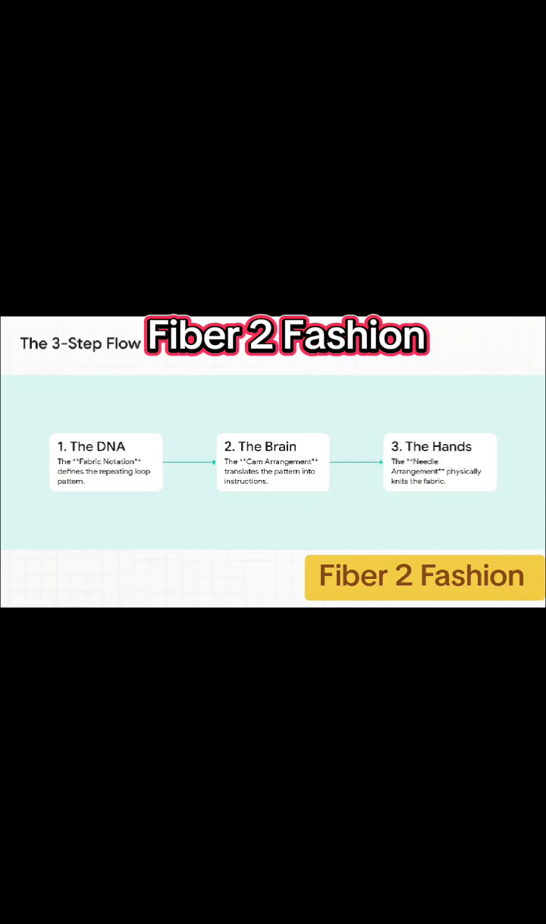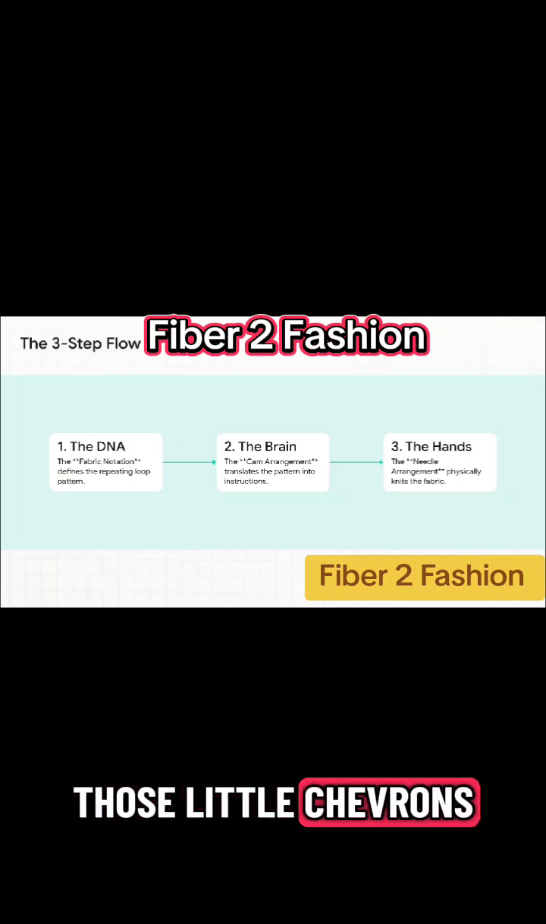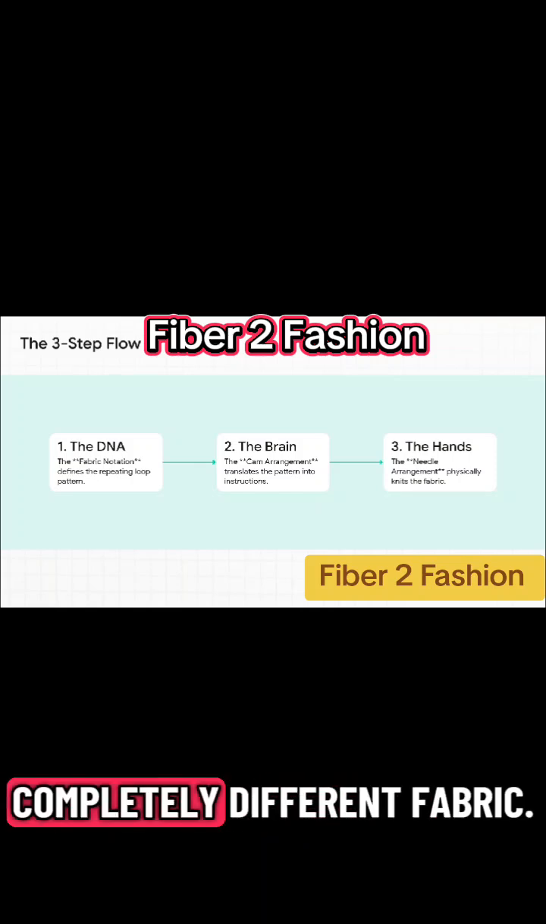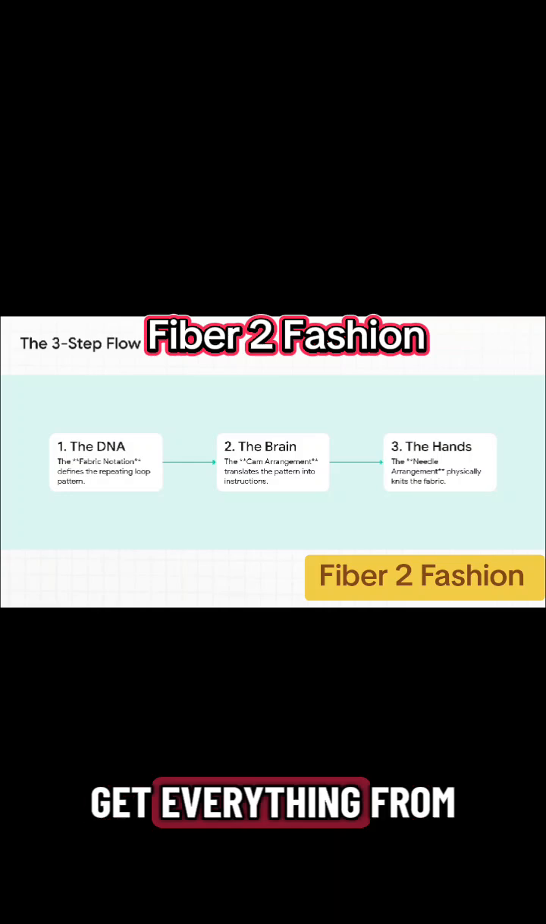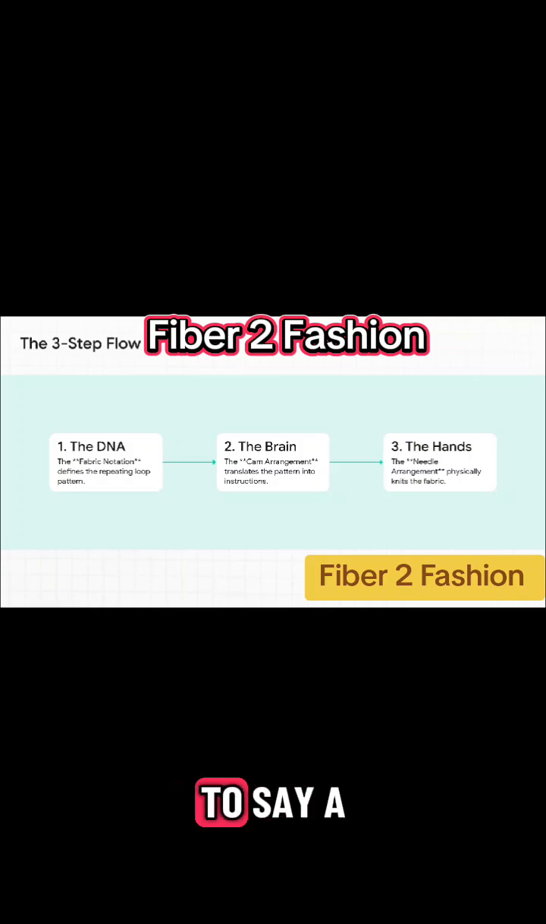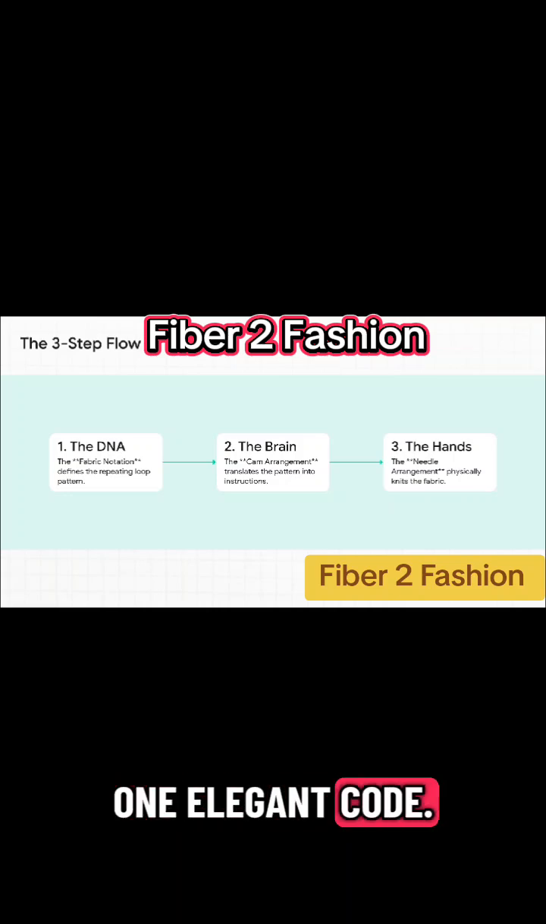Simple, right? But here's the really brilliant part. If you change just one of those little chevrons in the cam arrangement, you get a completely different fabric. That's how you get everything from a basic jersey to, say, a ribbed knit. It's all just by tweaking this one elegant code.